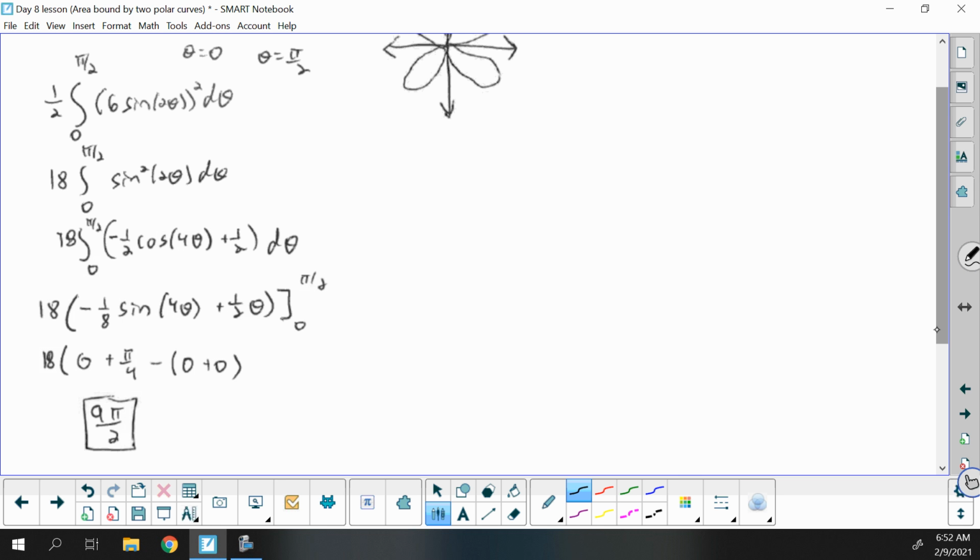Note for these last two, they just wanted one petal. If they wanted the whole thing, in that first one we would have had to multiply by 3, and in this one we would have had to multiply by 4.